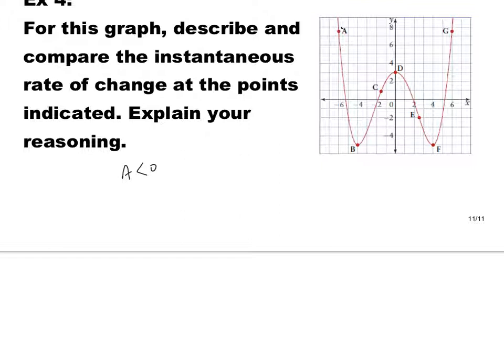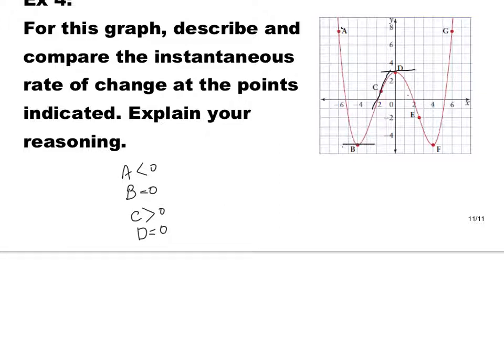When we get to point B, the tangent is going to be parallel to x-axis, so this means at point B the rate of change is 0. When we get to point C, the tangent to the graph at point C is going to have a positive slope. Since from left to right the function is increasing, this means that instantaneous rate of change at point C is positive. At point D, the tangent is parallel to x-axis, so this means that the rate of change is equal to 0.